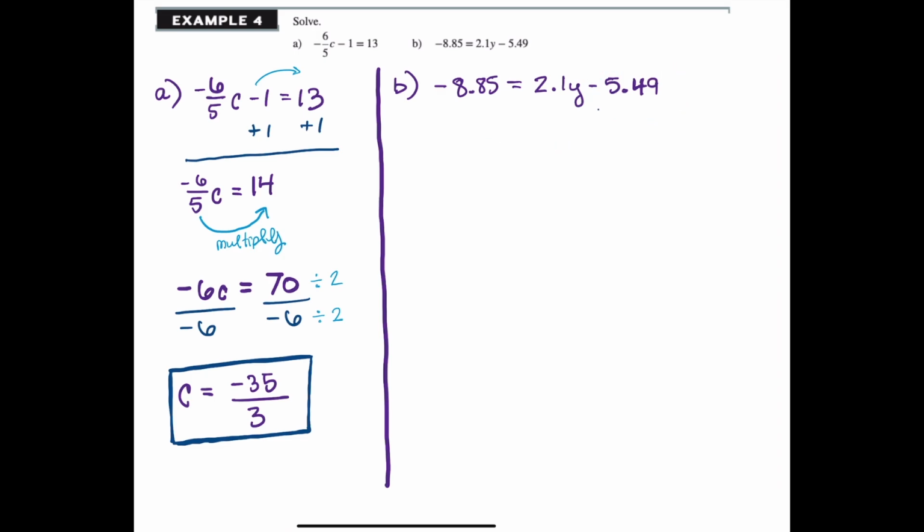So it's being subtracted. That means I'll want to add, do the opposite operation. I'll add 5.49 to both sides, plus 5.49. Negative 8.85 plus 5.49 should give you negative 3.36. And this is canceled on the right side, so we'll get 2.1y.